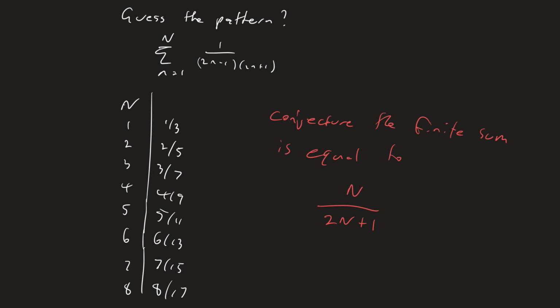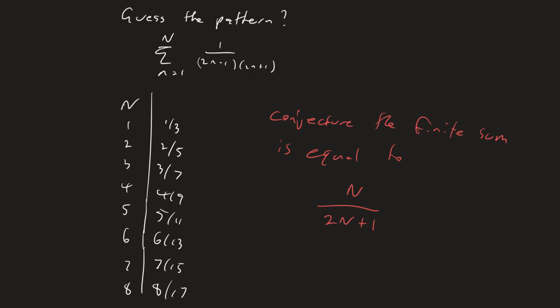Whether by hand or via a computer program, we can evaluate this finite sum for the first 8 terms, and we get the fractions on the right hand side here. When big N equals 8, this finite sum is 8 on 17, for example. If we look at the numerator, we see that when n is 1, the numerator is 1, when n is 4, the numerator is 4, when n is 8, the numerator is 8, etc. It very much looks like the numerator is going to be big N. The denominator goes 3, 5, 7, 9, 11, 13, 15, 17, which is 2N plus 1. So at least for the first 8 terms, this finite sum is equal to this expression here.